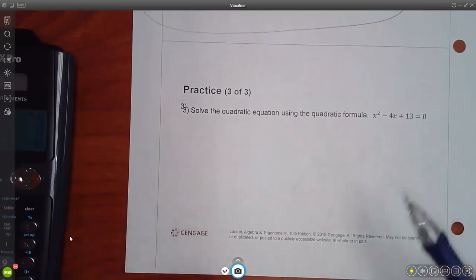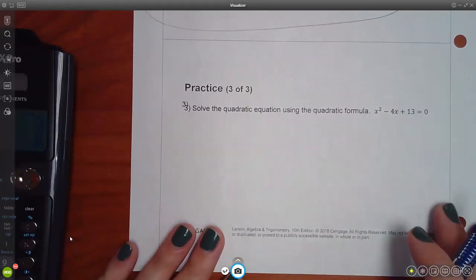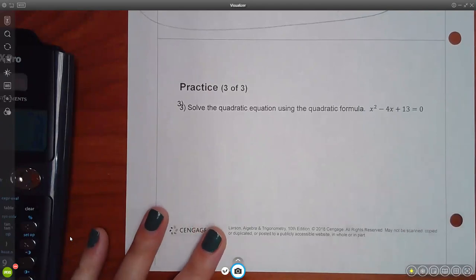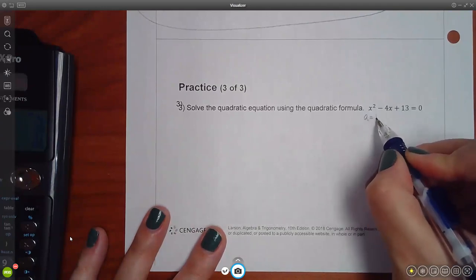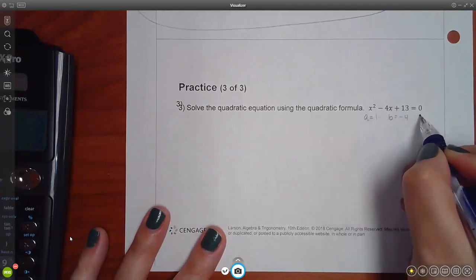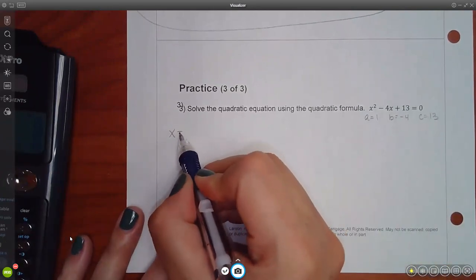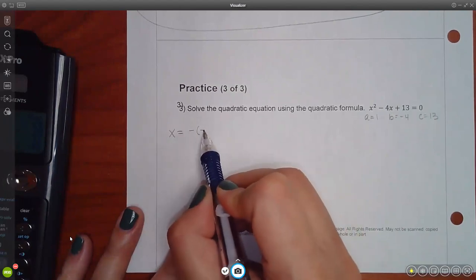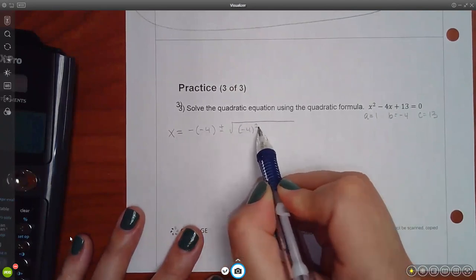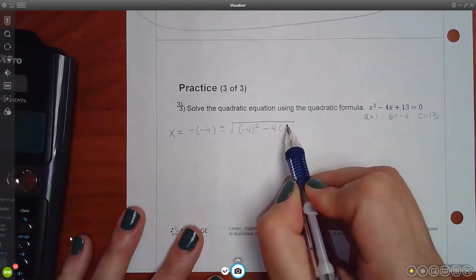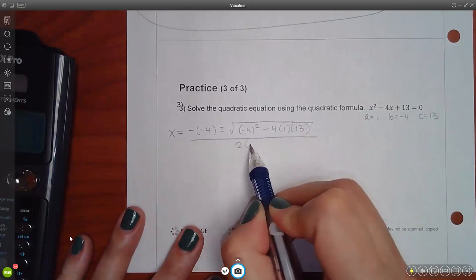Now, this one just says solve it using the quadratic formula, but I'm pretty sure this one's going to have an imaginary answer because we haven't had one yet that we needed to do. So this is already in its general form. I'm just going to say A is 1, B is negative 4, and C is 13. And the variable here is X this time. So I'm going to say negative B plus or minus the square root of B squared minus 4ac, all over 2a.